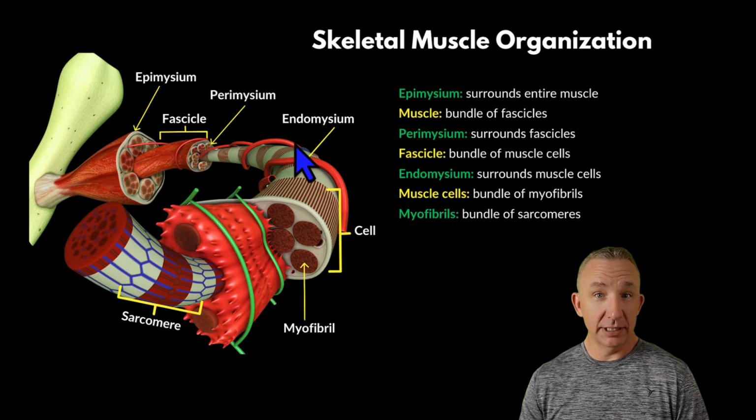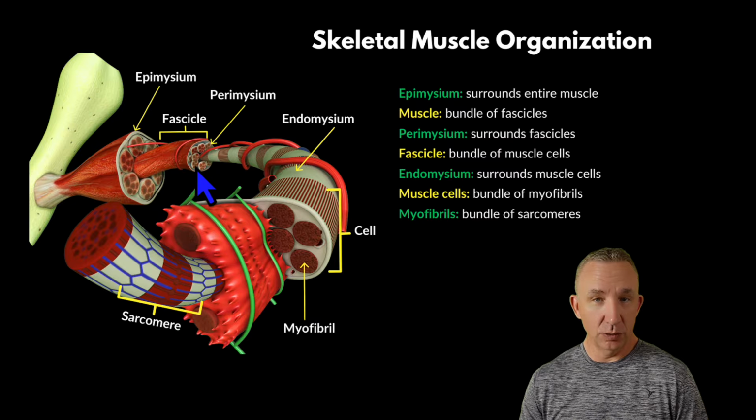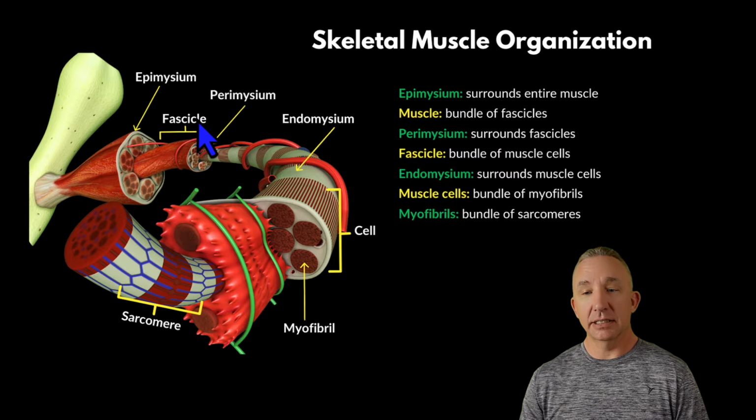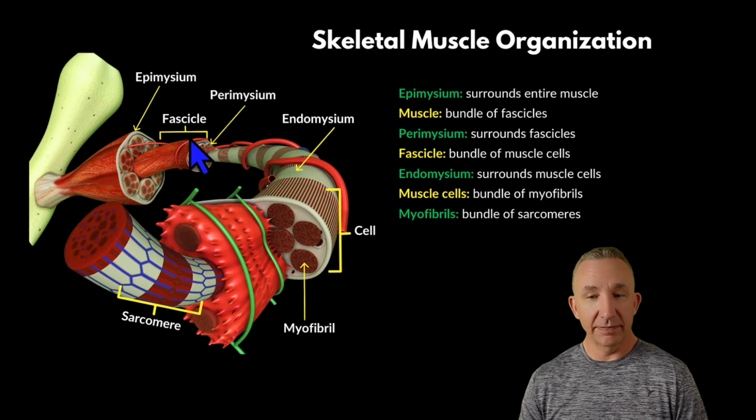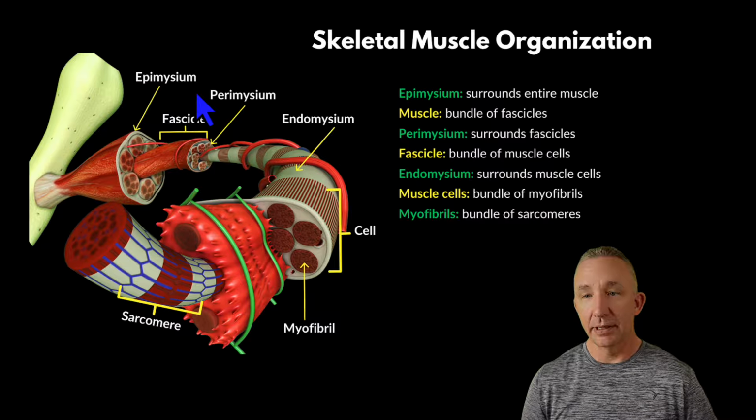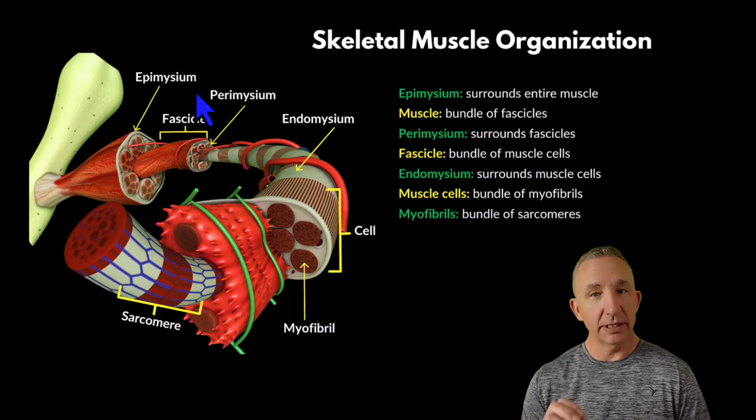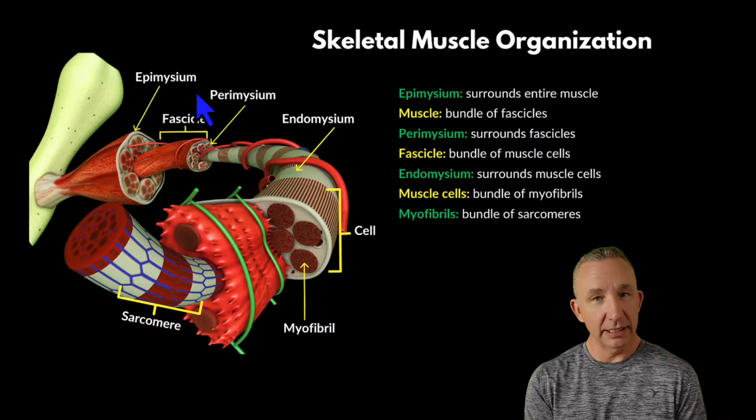Then I put a bunch of cells together and I get a fascicle. And a fascicle is lined with perimysium. Put a bunch of fascicles together and I get the entire skeletal muscle, which is epimysium. So this is the breakdown of a skeletal muscle when we look at the makeup, because we're trying to get to that small piece, the sarcomere, which we'll talk about in the next video.